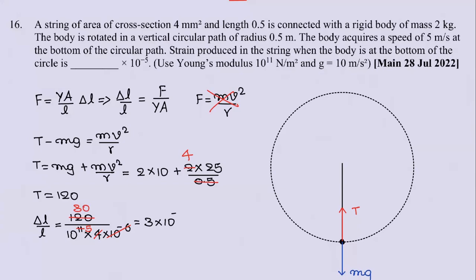No. They want 10 power 5 only, right? Check it. They want the answer into 10 power 5. So it is 30 into 10 power minus 5. So the answer is 30. It is a numerical, no? So the answer is 30 here. You have to put 30. Good question. It will teach you something.